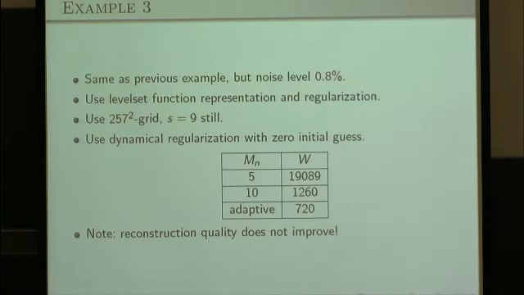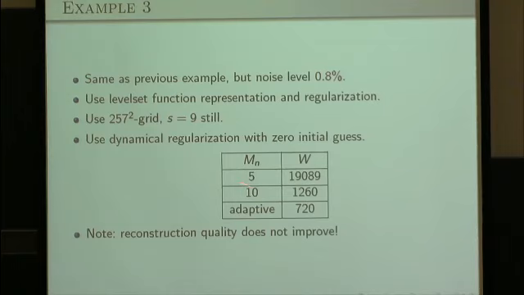Here's another example. It was 2.5% noise, and we just decreased the noise level to 0.8. To see anything, we have to take a finer grid. It's 257 squared. Still 9 experiments. And once again, just a moment ago, 5 PCG iterations at each outer iteration was the best. Now it is a disaster. Once again, each time you change something in this problem, the best becomes not so good anymore.